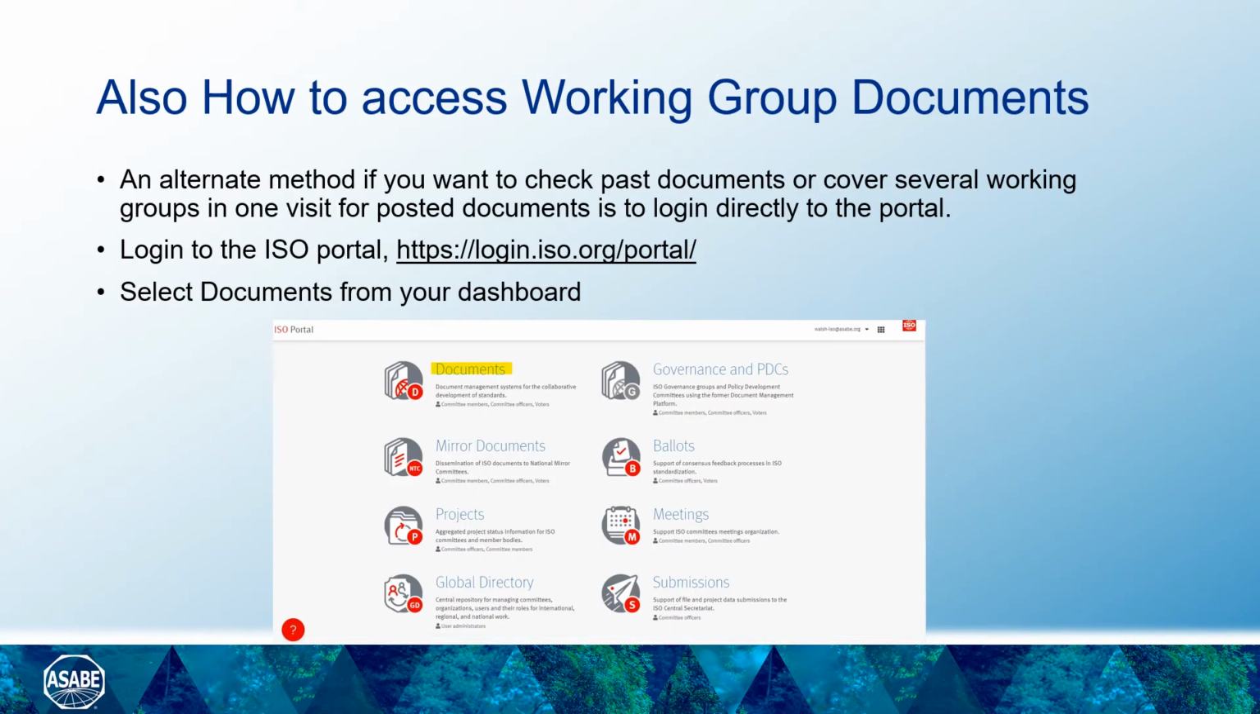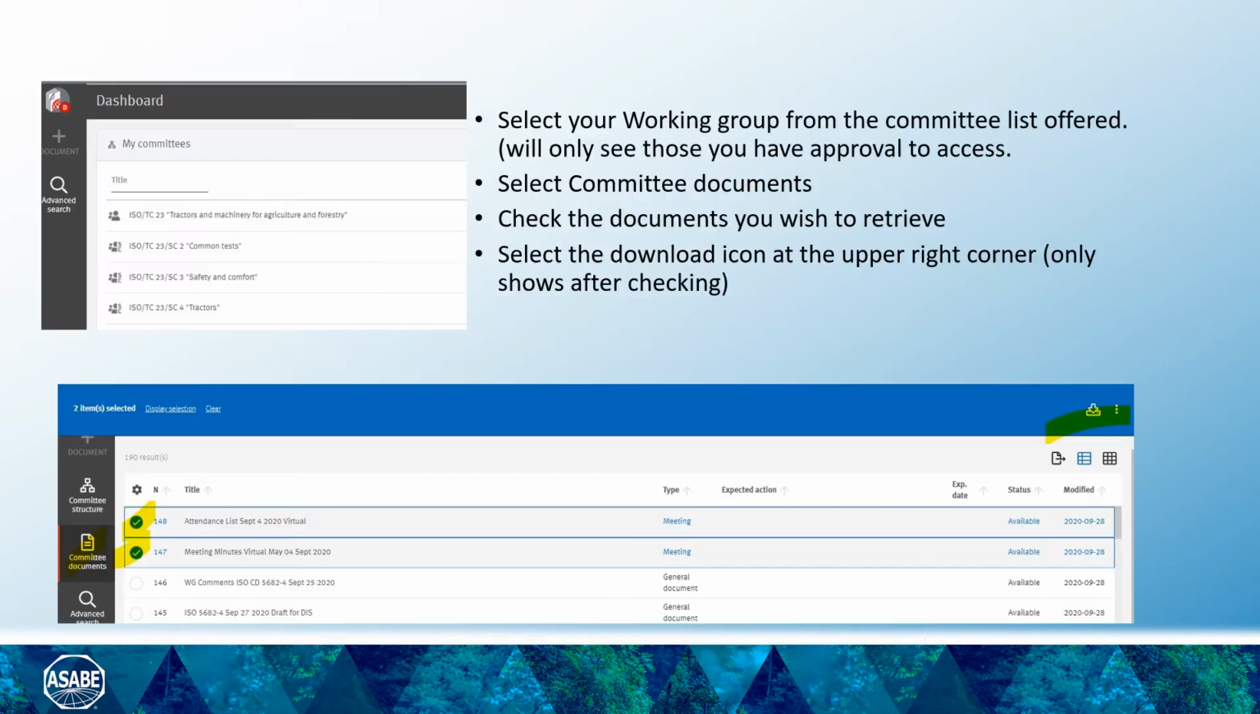An alternate method is to go directly to the ISO portal site. This is handy if you're downloading documents that were posted previously, or if you wish to visit several working group sites for information. Once logged into the landing page, select Documents. You will be provided the listing of committees that you have access to. Select the committee you wish to access documents from.